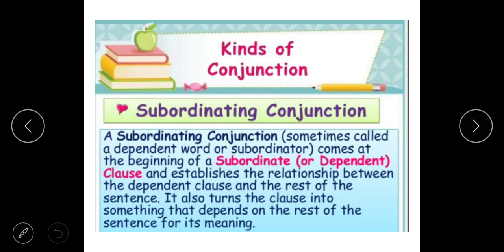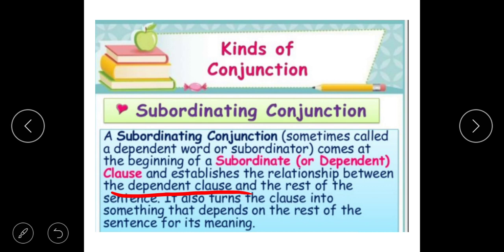Now the second one is subordinating conjunction. The first one was coordinating conjunction, it was very easy, and subordinating conjunction is also very easy. These are the two types of conjunctions. A subordinating conjunction, sometimes called a dependent word or subordinator, comes at the beginning of a subordinate clause and establishes the relationship between the dependent clause and the rest of the sentence. See what it says here: it shows the relation between the dependent clause and the rest of the sentence.